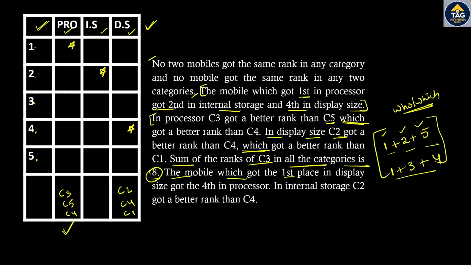The mobile which got first place in display size. As we don't know its name, let's mark it with a symbol. The mobile which got first in display size got 4th in processor. These 2 are the same, so let us mark it with the same symbol as shown on the screen now. In internal storage, C2 got a better rank than C4.